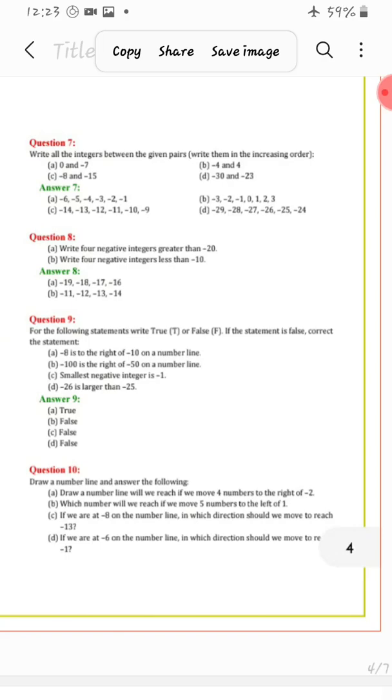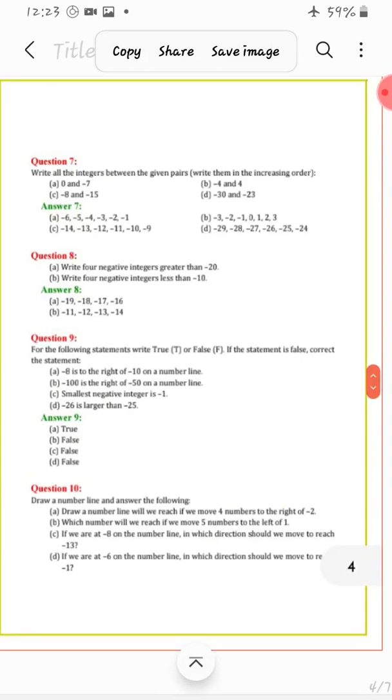Then C: the smallest negative integer is minus 1. Minus 1 is not the smallest negative integer. It is the greatest negative integer, since it is just after 0 on the left hand side. Minus 26 is larger than minus 25? We all know in the case of negatives, the number whose digit is smaller is bigger. So minus 25 is larger than minus 26. Okay, now let's move to question 10.